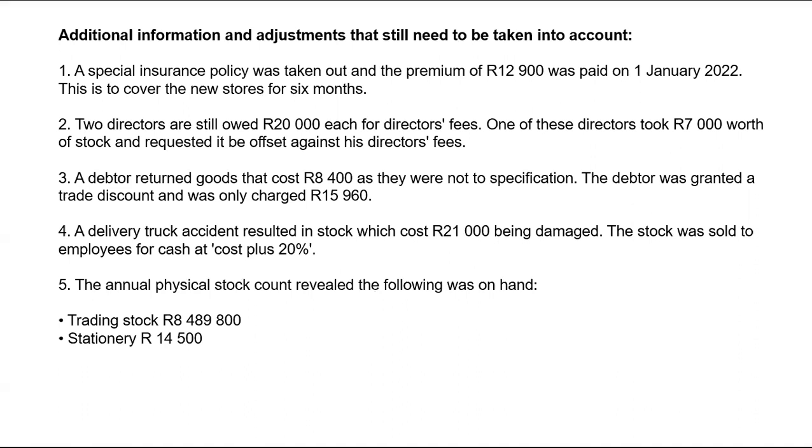A delivery truck accident resulted in stock which cost 21,000 being damaged. Interesting. Okay, does this mean now I need to go to my trading stock and subtract that 21,000? I don't know. Let me read further. It says the stock was sold to employees for cash at cost plus 20%.